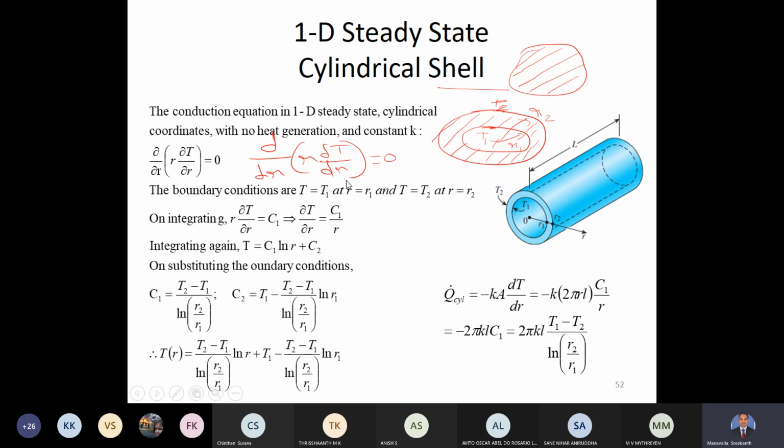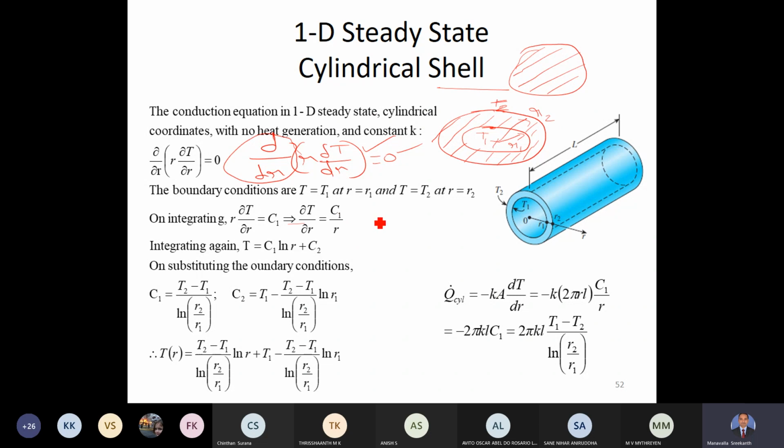Solving a differential equation means we'll have to integrate it. If we integrate once, we get rid of this term, and only r dt by dr will remain. That will be equal to 0 on the right hand side. Therefore, we will have one constant of integration c1, or we can write dt by dr is equal to c1 by r. Now this c1 by r cannot be written as a c2, because remember r is not a constant, r is a variable. It changes from r1 to r2. Therefore, we have to leave this right hand side term as c1 by r.